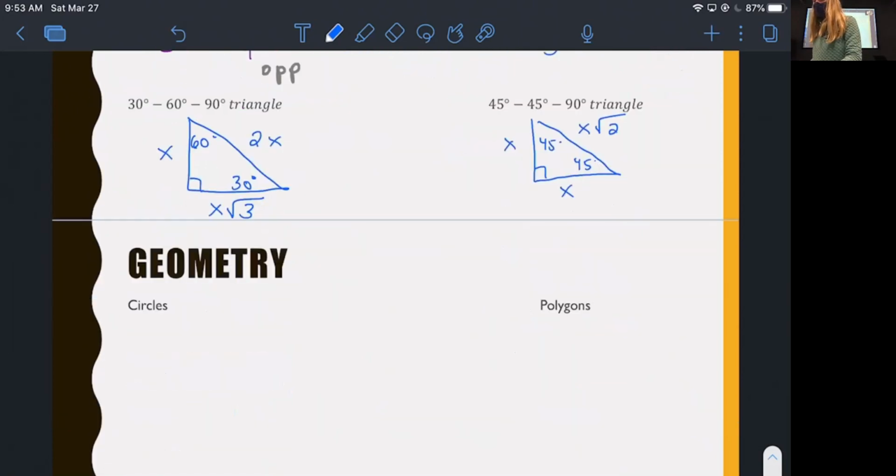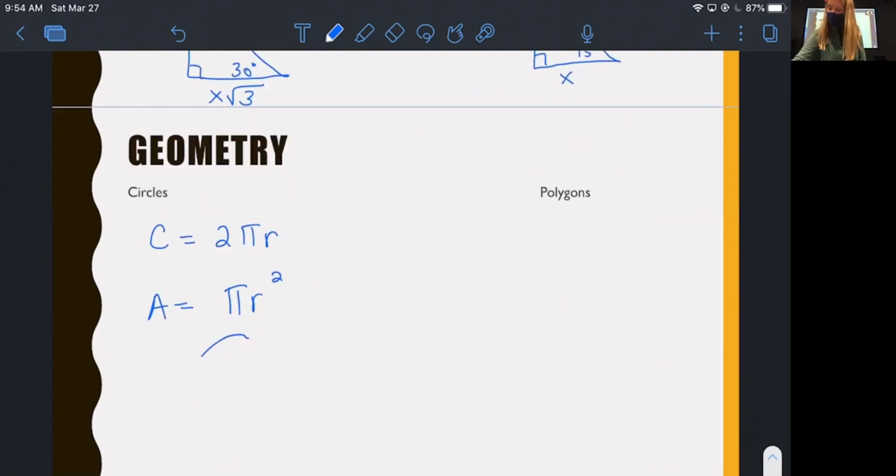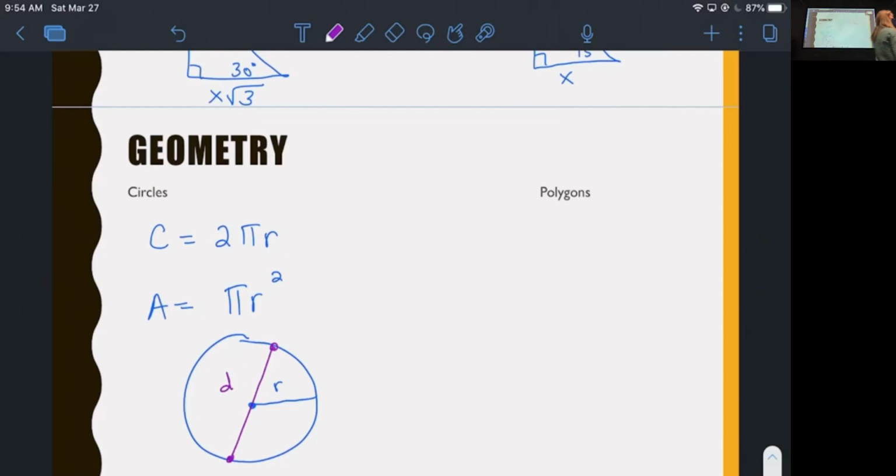Some other shapes that are common are circles and polygons. The formulas you should be aware of for circles: the circumference of a circle is 2 pi r, and circumference is like the perimeter of a circle, so all the way around the circle is 2 pi r. And then the area of a circle is pi r squared. And remember, in a circle, the radius goes from the center to the outside, and the diameter goes all the way through the center and goes from side to side.